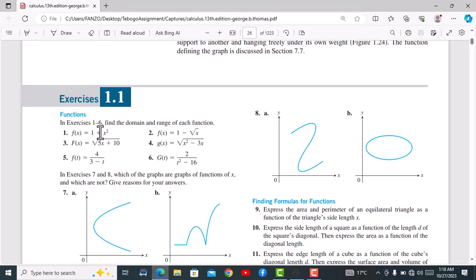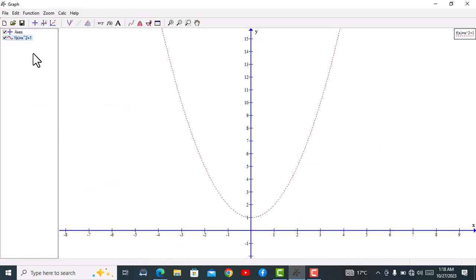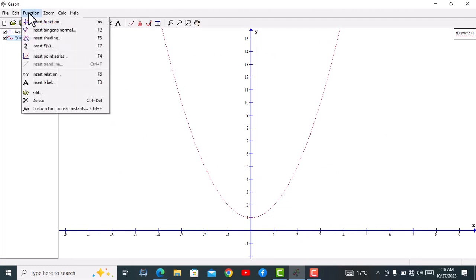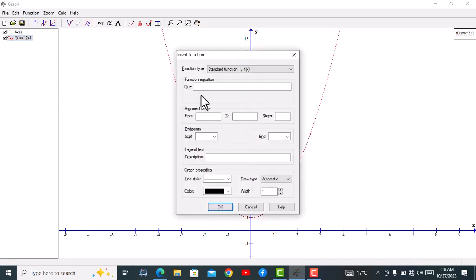for the first one. So I'm going to also solve the second one, 1 minus the square root of x. What I'm going to do first is to draw the graph of minus the square root of x and move that graph 1 unit upwards. So what I'm going to do is to just have a function which is minus x raised to an exponent of 0.5.